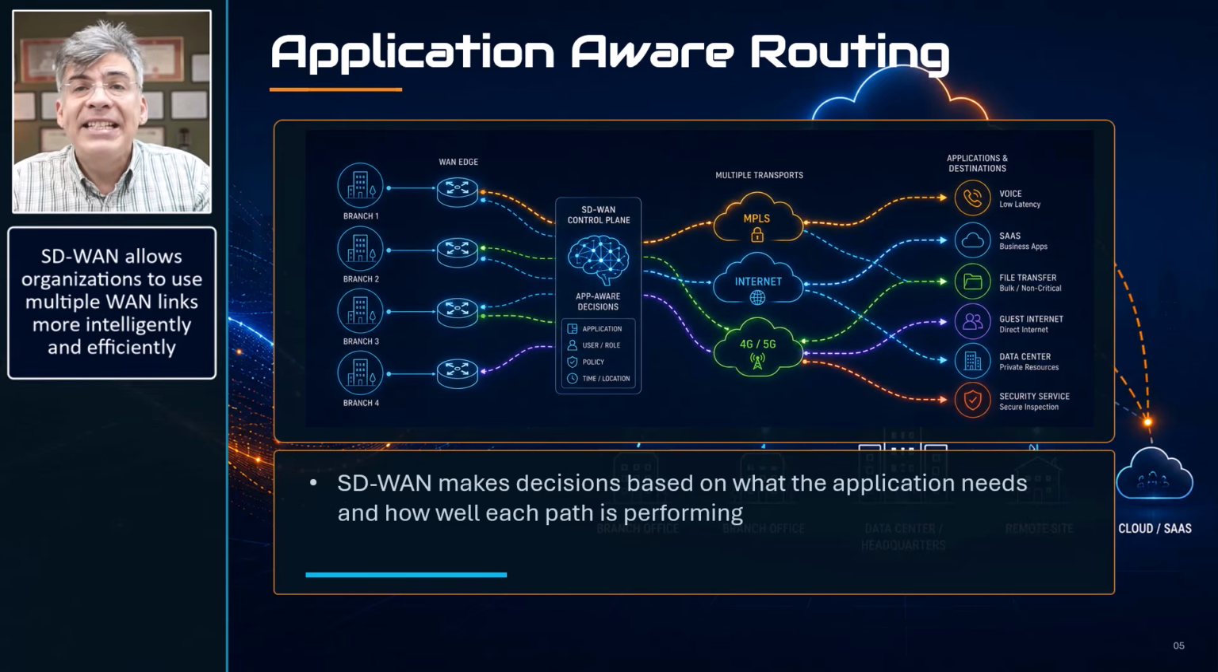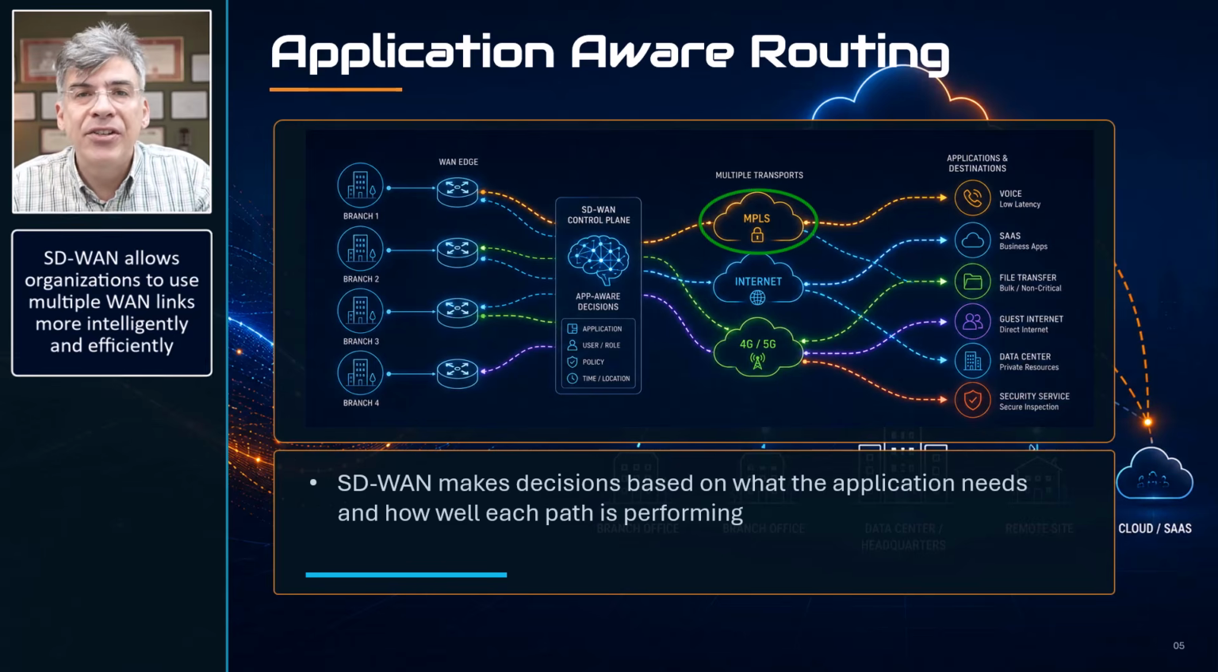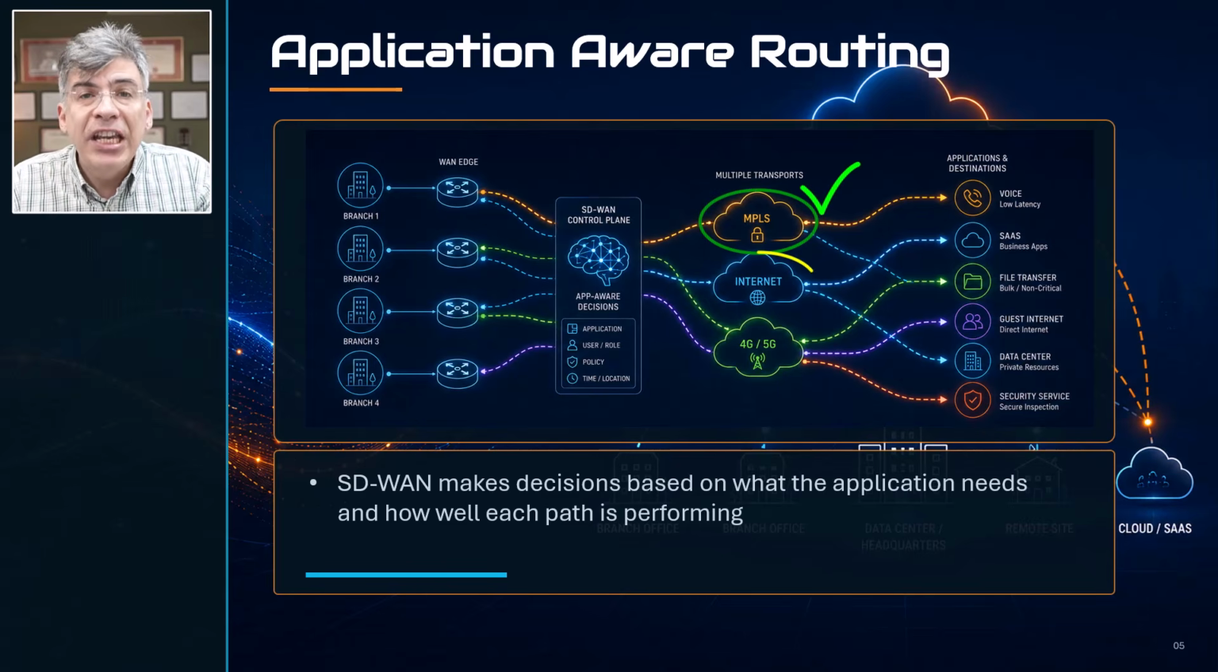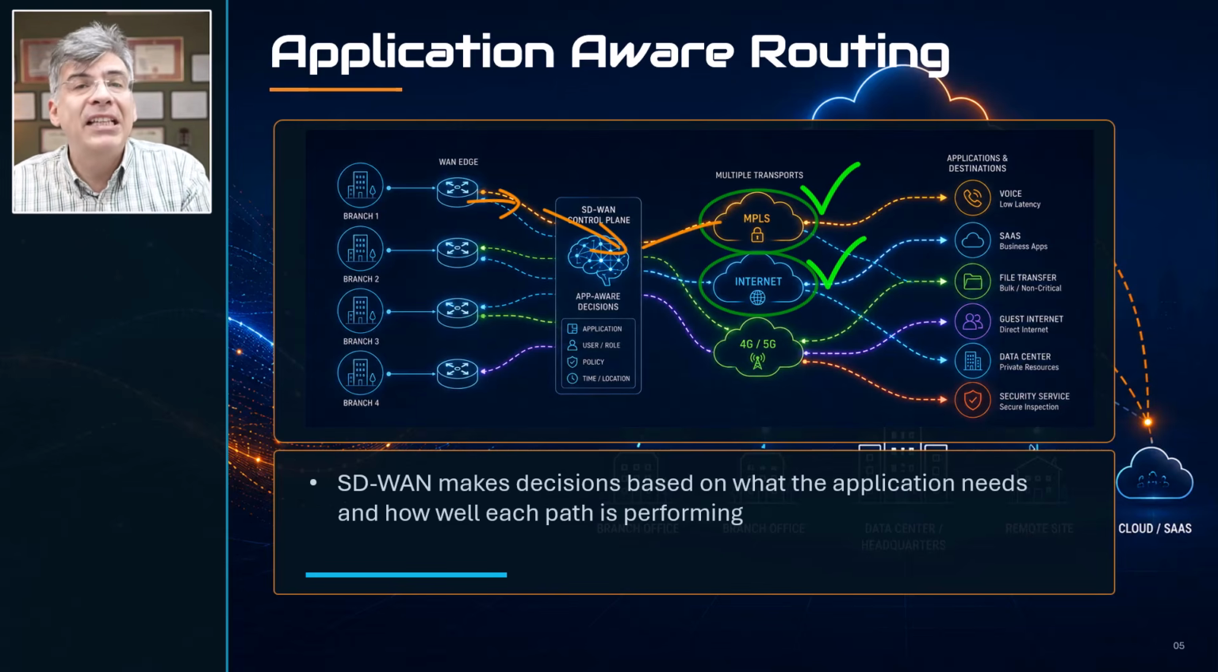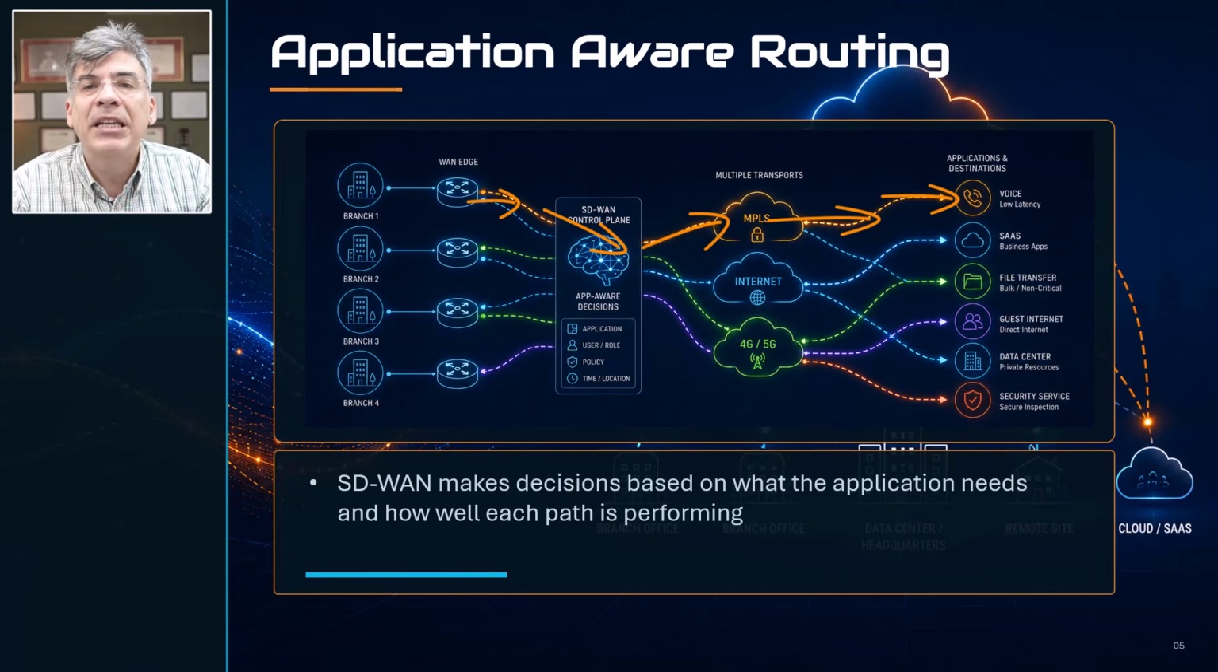For example, instead of having an expensive MPLS circuit active and a cheaper internet circuit used only as a backup, SD-WAN can allow both links to be used actively, depending on configured policies and detected performance. Critical applications can be set to prefer the MPLS path, while less sensitive applications may use the cheaper internet path.